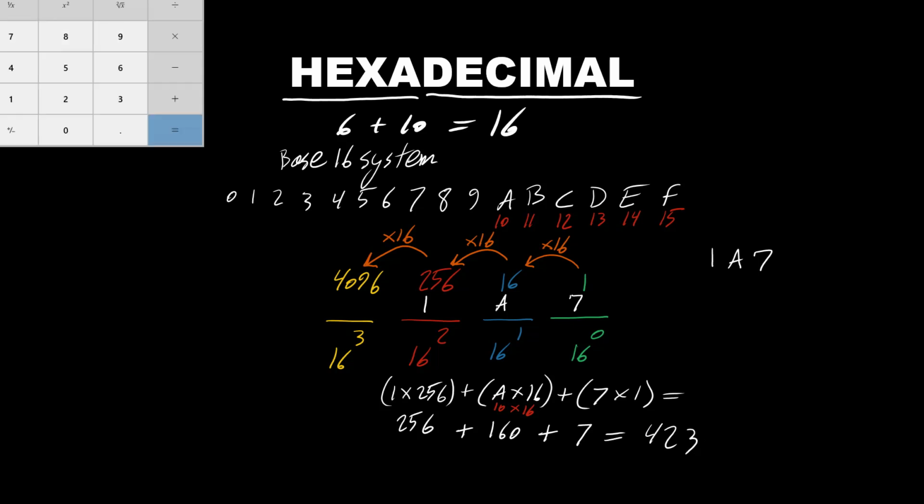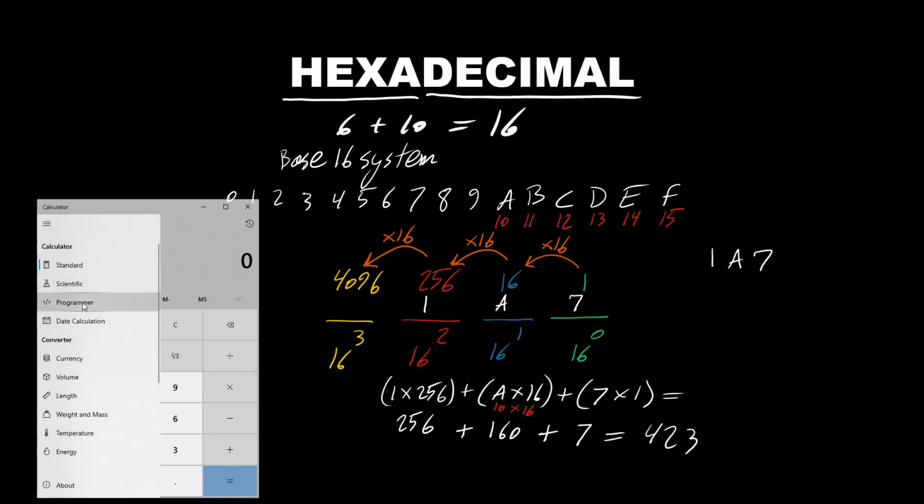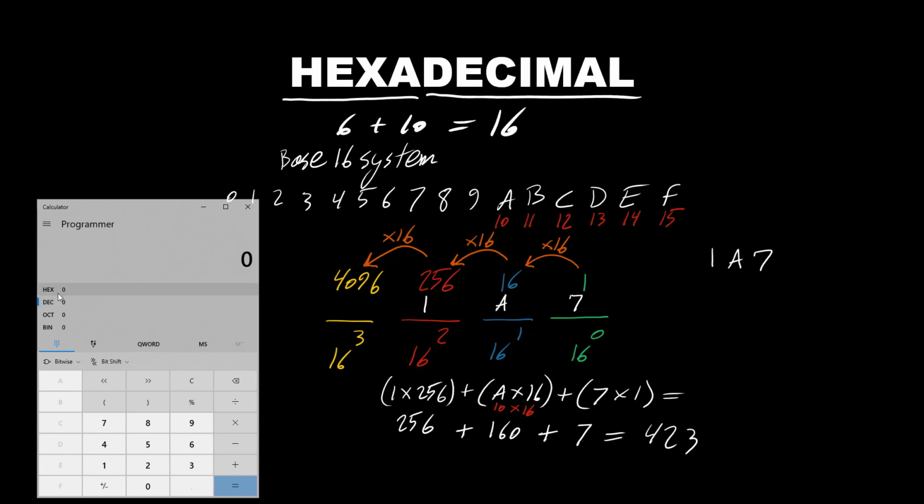Now let's see it in calculator. So we want to make sure the standard view is the programmer view, and we want to make sure hex is selected. And you probably noticed here we have also A, B, C, D, E, F available as well. Okay, let's put 1, A, 7. And here we can see the decimal value of 423, as we can see here.